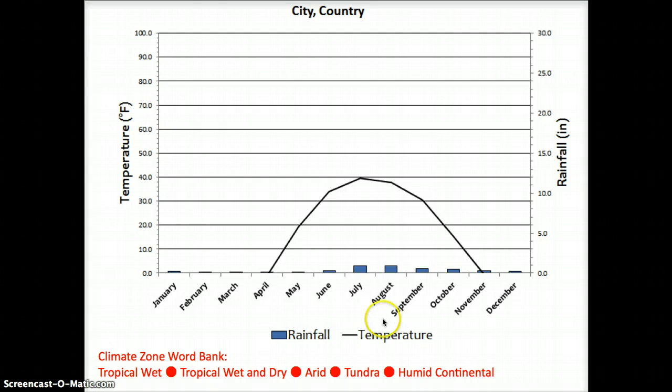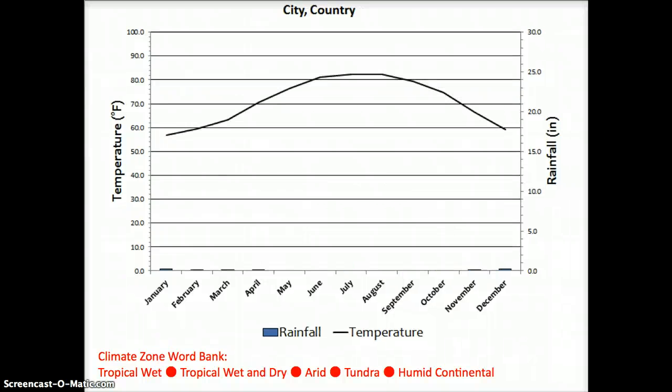So now we've got to look at temperature. And you can see pretty quickly that this is a location that does not get very warm at all. In fact, its warmest month is July, when it hits about 40 degrees on average. Otherwise, throughout the rest of the year, if you look to the right and left, this is a location that stays at a below zero temperature. So that, of course, disqualifies arid, leaving us with tundra.